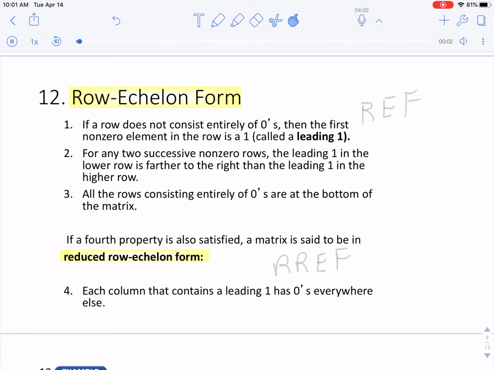This is section 6.3, number 12 through 15. I am not going to read number 12 to you because I think it's easier just to show you the difference. We have two different things. We have row echelon form and we have reduced row echelon form.